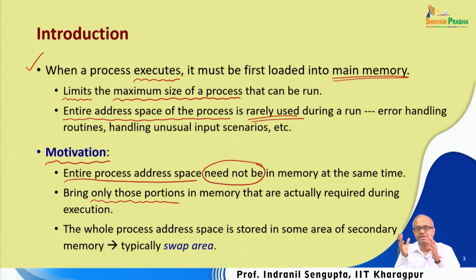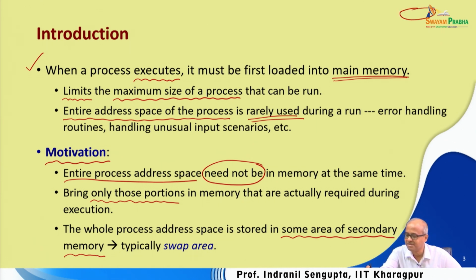But somehow the whole process must be stored or residing somewhere, right? So, when needed I can bring it from there. Where is the actual process residing? The whole address space is typically residing in some area of secondary memory, let us say disk. Now, traditionally in the older versions of the operating system, if you say that this is my disk, there was one part of the disk which was designated as the swap area.